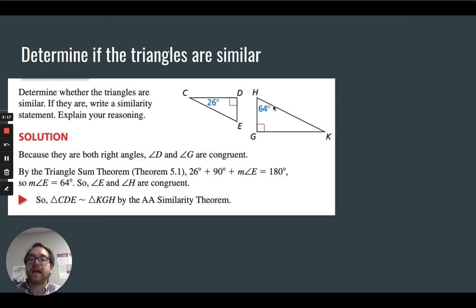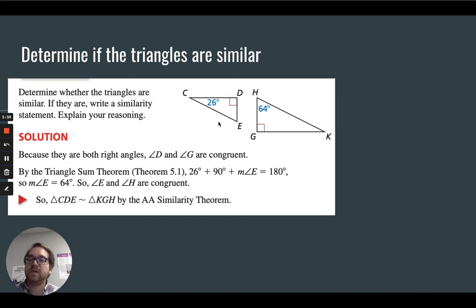And so that is congruent to angle H, which is also 64 degrees. So angles E and H are congruent to each other. And now that we've shown that D and G are congruent to each other and E and H are congruent to each other, by the angle-angle similarity theorem, we can say that triangle CDE and KGH are similar to each other.